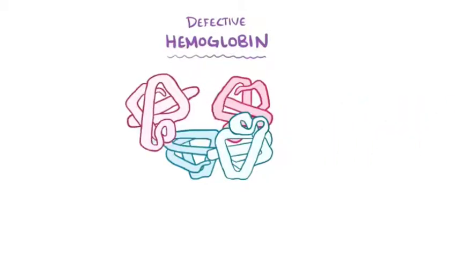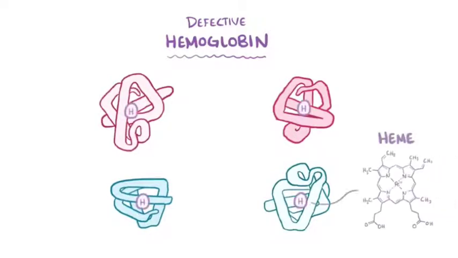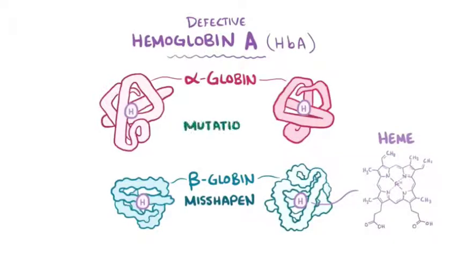Hemoglobin is actually made up of 4 peptide chains, each bound to a heme group. Different hemoglobins have different combinations of these chains. Hemoglobin A, or HbA, is made up of 2 alpha globin and 2 beta globin peptide chains. And this is the primary hemoglobin affected in sickle cell. Specifically, the beta globin chains end up misshapen. This is because of a mutation in the beta globin gene, or HBB gene.